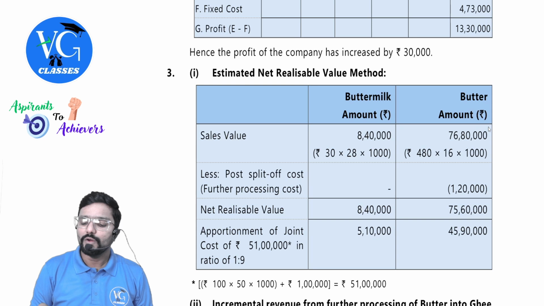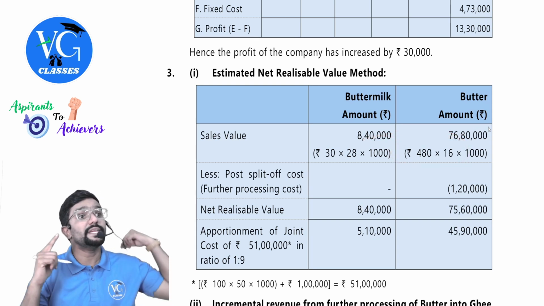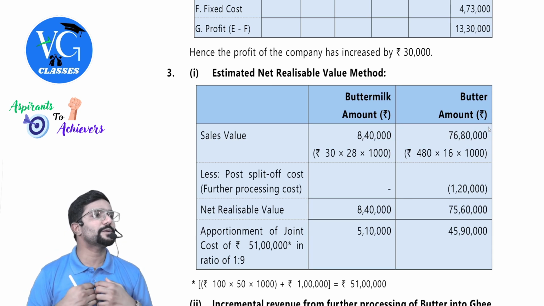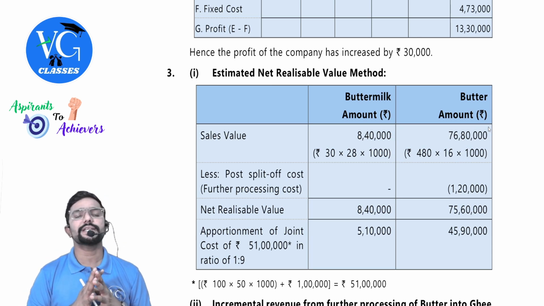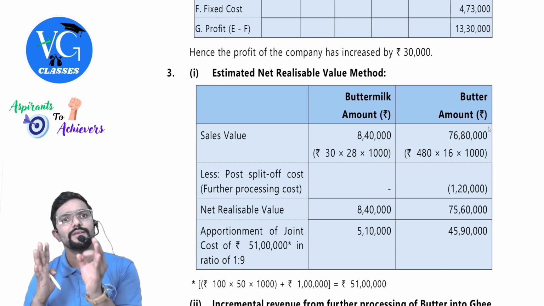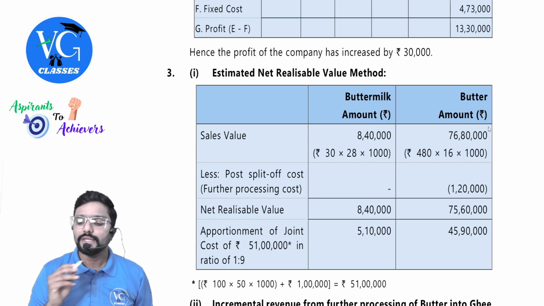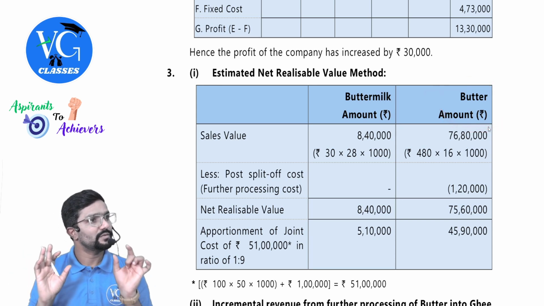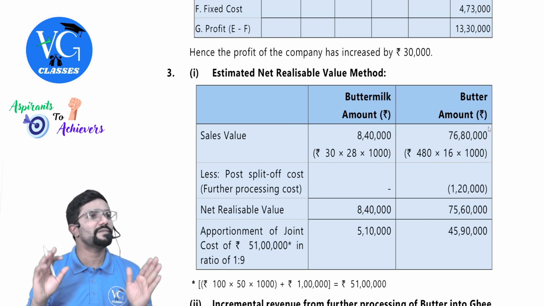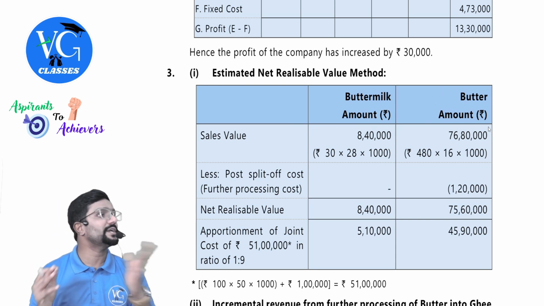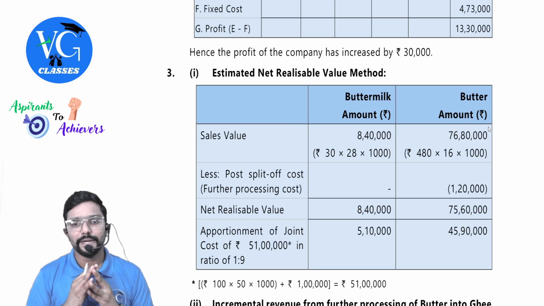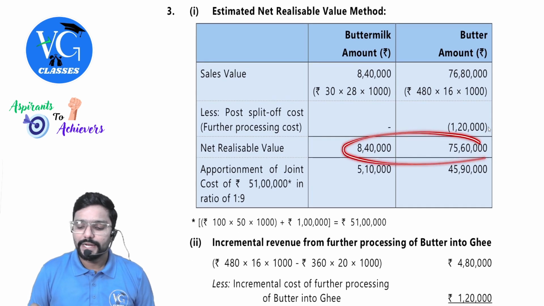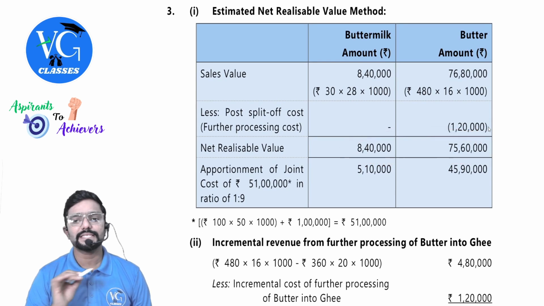Guys, please be careful. What selling price did we take here? I have told you, when the sale value after further processing is available, for calculating net realizable value we should always take the sale value after further processing. Then why are you writing butter? You would have written ghee, no? Only the sale value of ghee we are taking, but we are apportioning the joint cost to the joint products, which are butter and buttermilk. We got net realizable value 8 lakh 40 and 75 lakh 60,000.